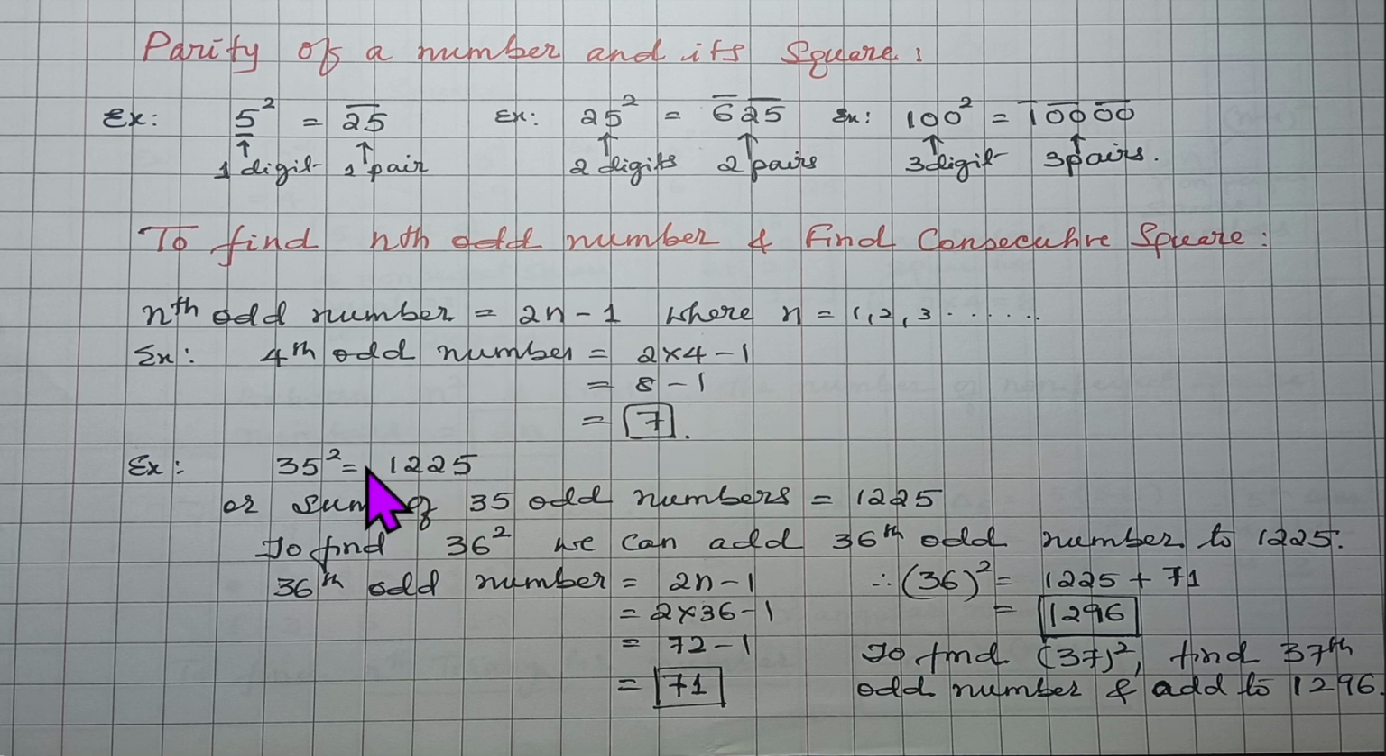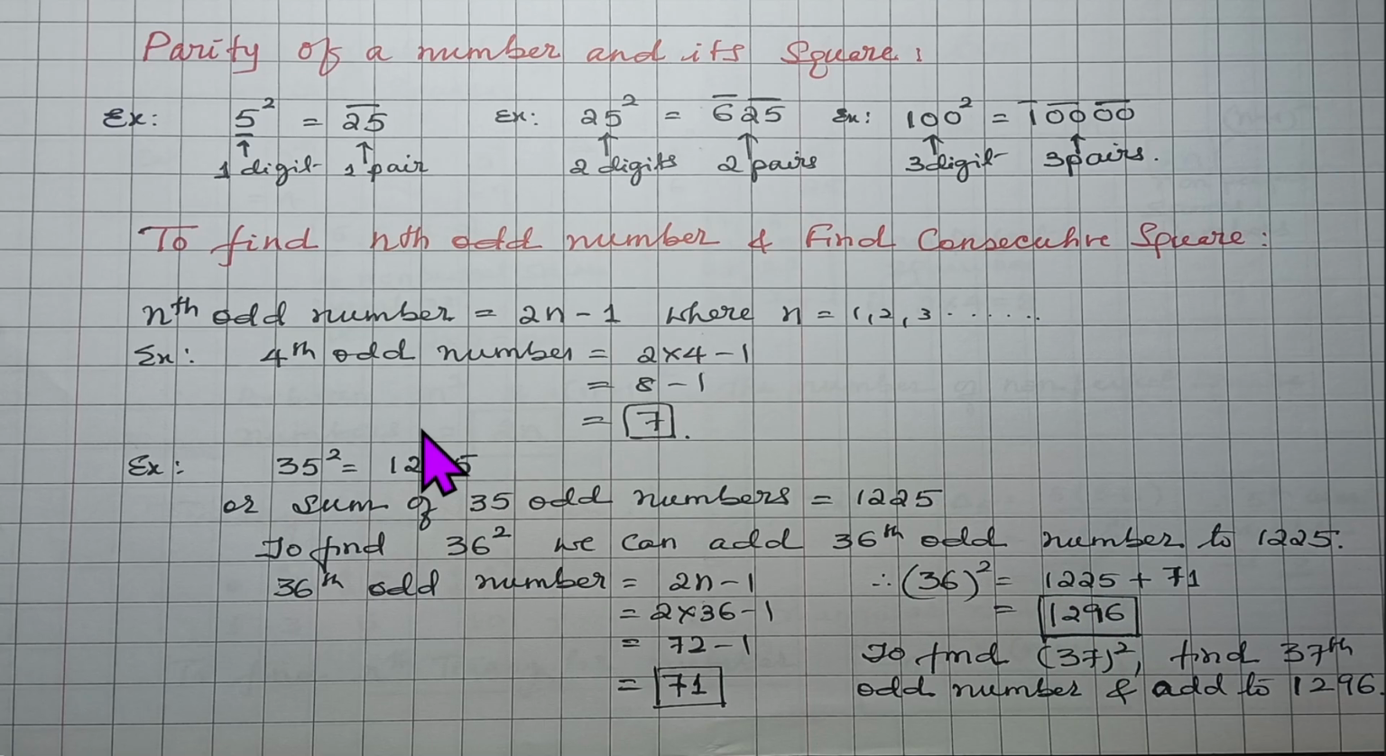Now here we are given 35 square, that is 1225. Now you have been asked to find out 36 square. Now to find out 36 square, you just add the 36th odd number to 1225. We have to just find the 36th odd number and add to 1225. Please understand this. We are given the 35th square. 35 square is 1225. We have been asked to find out 36 square, and to find the 36 square, just find out the 36th odd number and add to 1225. So the 36th odd number will be 2 into 36 minus 1. Using this formula, we get the 36th odd number as 71. Now add this 71 to 1225. You will get 1296. Therefore 1296 is 36 square.